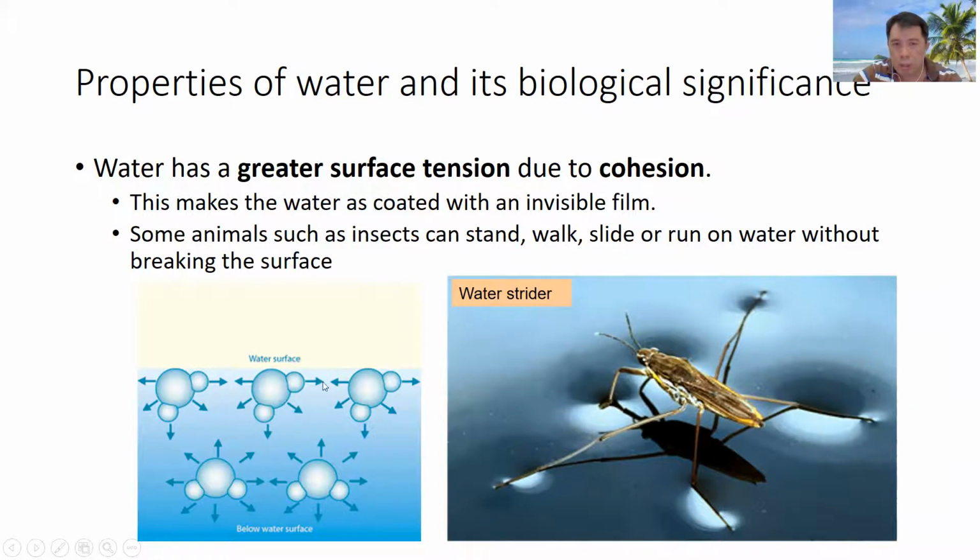So here they have a greater surface tension, so that the insect or small animals can stand on the water surface without breaking the surface. This allows the insect to use the water surface as their habitat, or to use this property of water, a greater surface tension, to hunt their prey.